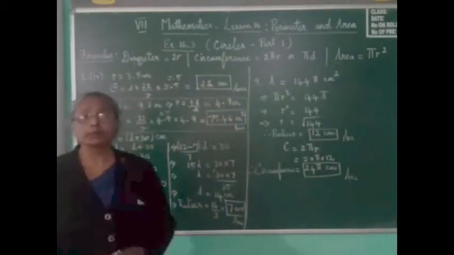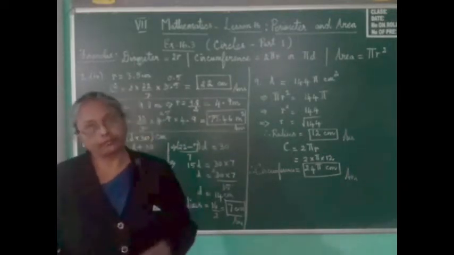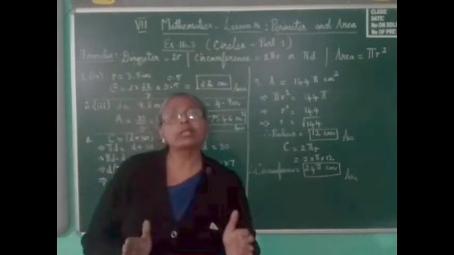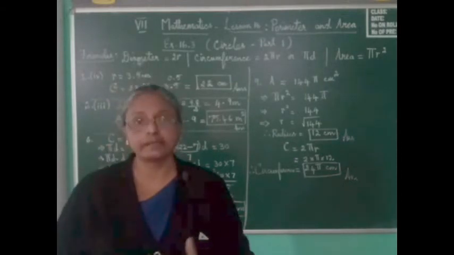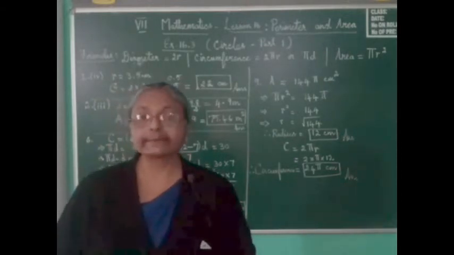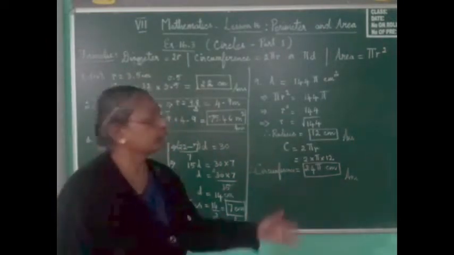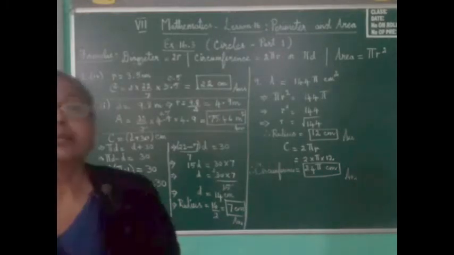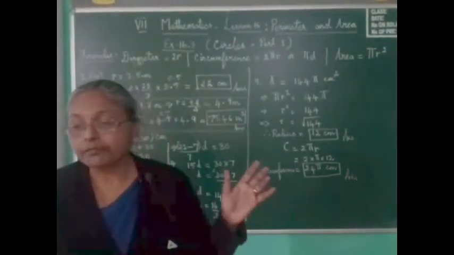Now you can open your books to exercise 16.3, and we will be doing a few sums in part 1, and we are going to cover only up to 17 sums in this exercise. So, we will do a few sums in this part. In the first part, you can take your book and you can see the first question.